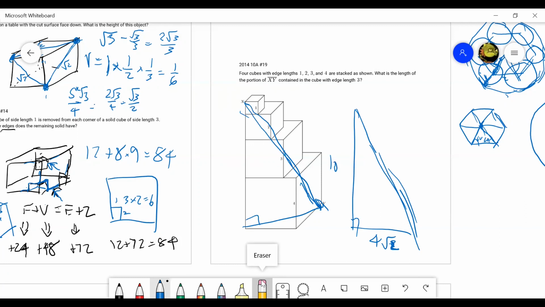All right, and we don't know anything else. We're asked to find the part with length 3. So the main idea here is that we have to split this height into sections of length 1, length 2, length 3, and length 4. And each section of this hypotenuse corresponding to that height section is going to be how much of the length XY is inside each cube.